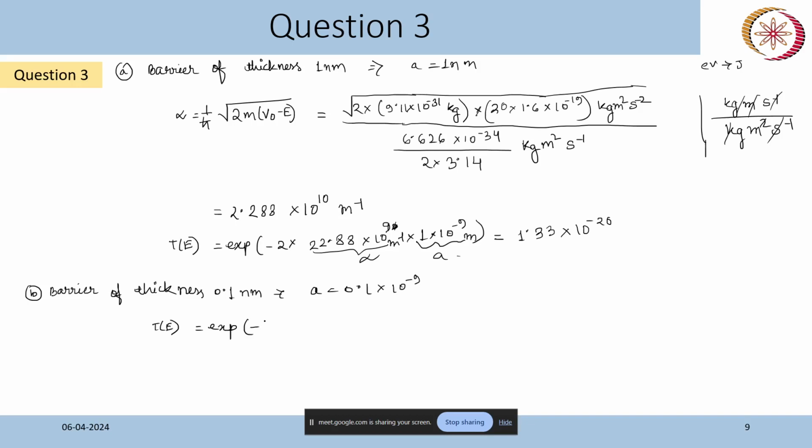exponential minus 2 alpha A, which is exponential minus 2 into, will I get, right? 0.1 into 10 to the power minus 9 again, and there will be no unit, and this will be 0.0103.